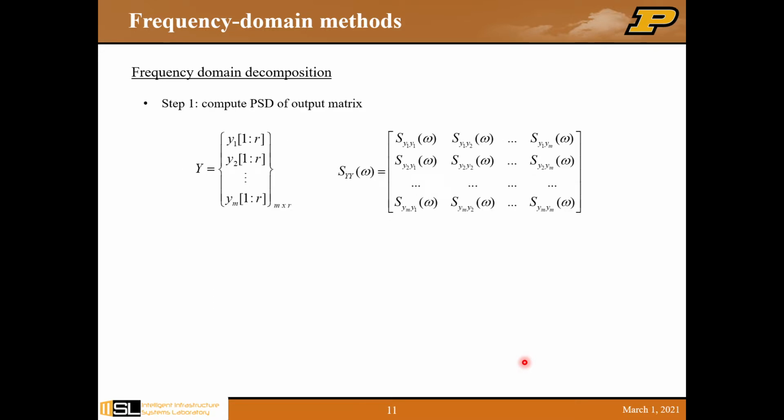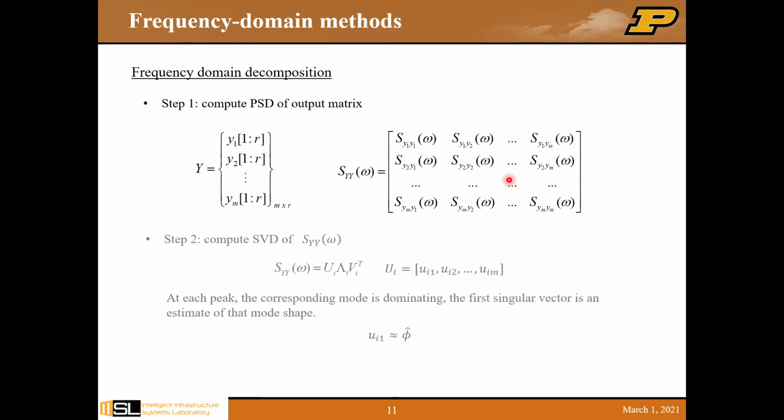The next question is, how do we implement that? Well, the first step is to compute the power spectral density of the output matrix. The Y matrix consists of each item from Y1 until Ym, and it has the dimension of M times R. M is the number of measurements, and R is the number of samples. Then we can obtain the matrix of the output power spectral density as it is.